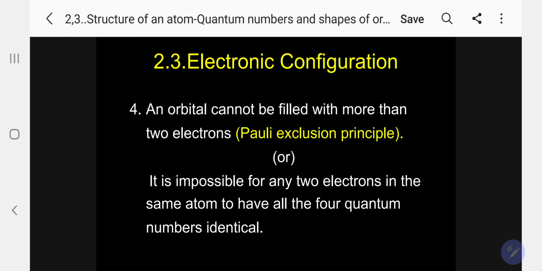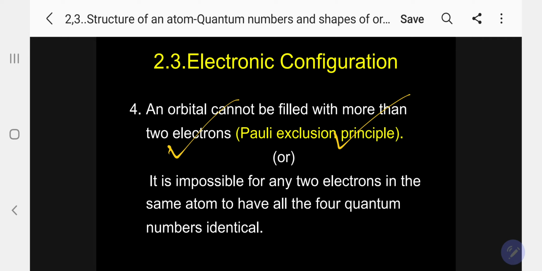An orbital cannot be filled with more than 2 electrons. I told you already, the maximum number of electrons in an orbital is 2. That is the Pauli exclusion principle.